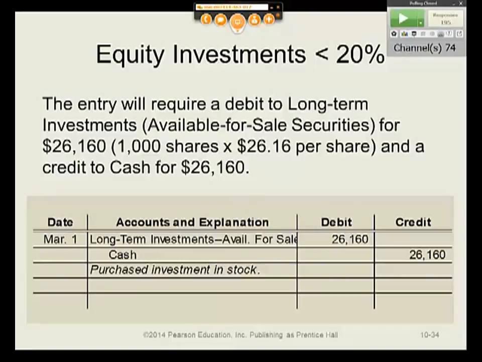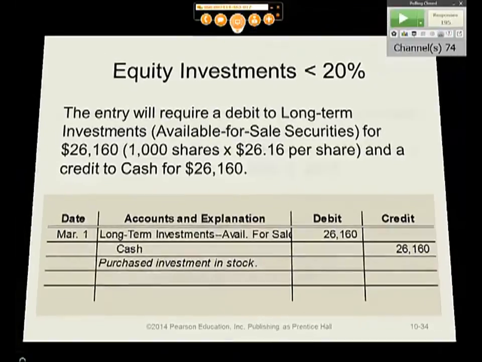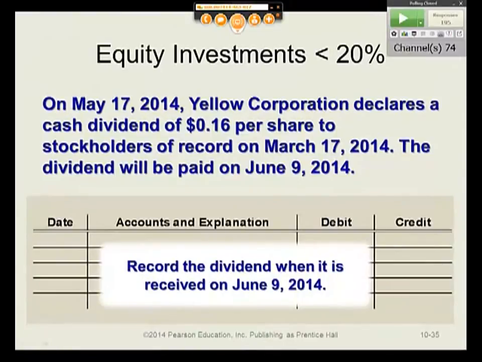Now, what about dividends? Let's say the dividends are paid on May 17th, and they're 16 cents per share. And don't forget, there are a couple of things in this sentence that you have to be careful to recognize. It tells you that on May 17th, the board of directors, essentially, of Yellow Corporation declares a cash dividend of 16 cents per share. That is a legal liability of the company at that point as soon as they declare it. Do companies have to declare dividends?